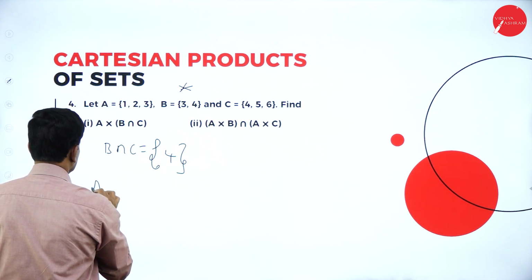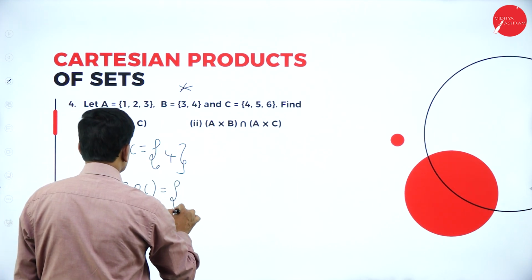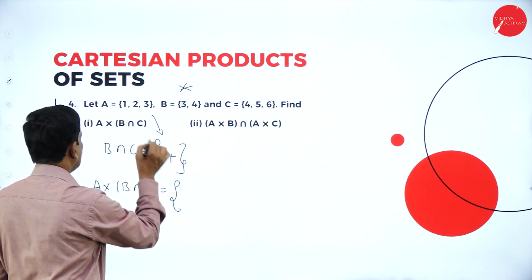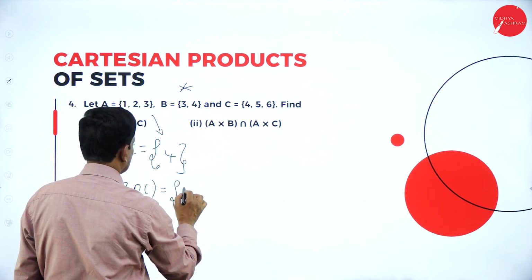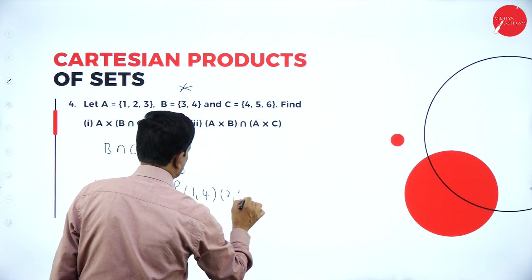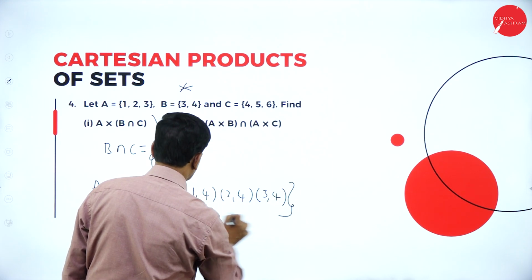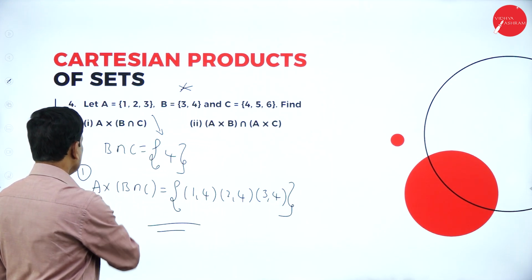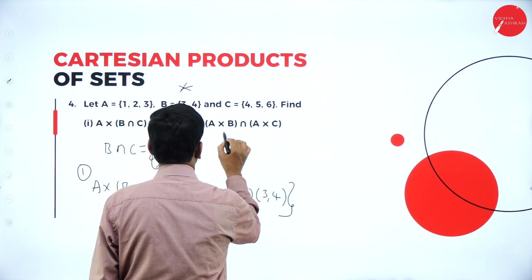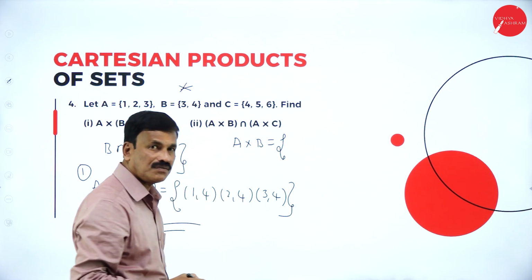Now the first one, A cross (B intersection C). So just write down the Cartesian product for A and B intersection C. That is (1, 4), (2, 4) and (3, 4). This is the Cartesian product for the first one, A cross (B intersection C). And for the second one, just find out A cross B first, the Cartesian product of A and B.